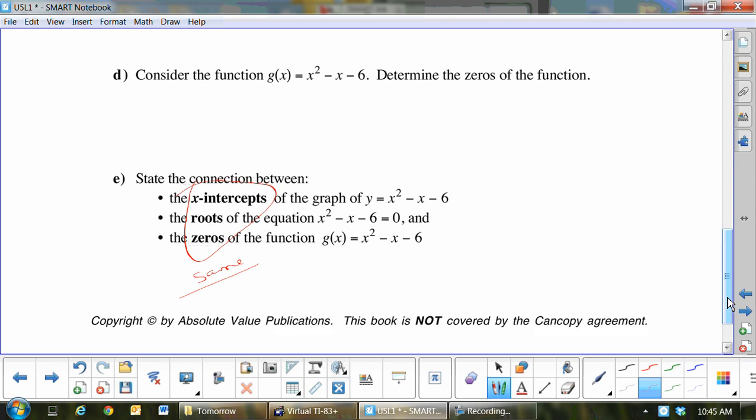Okay, let's see what's going on here. Let's do example 3.